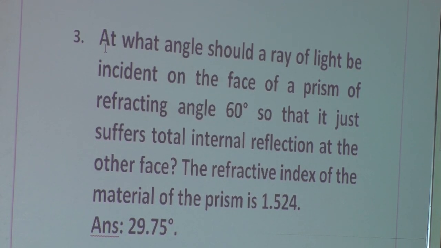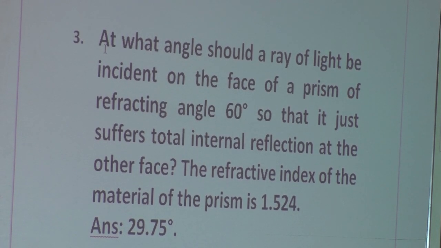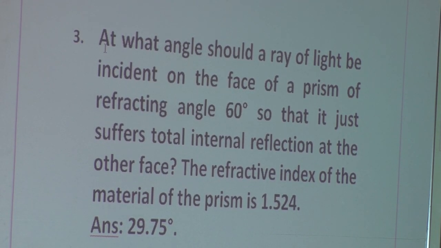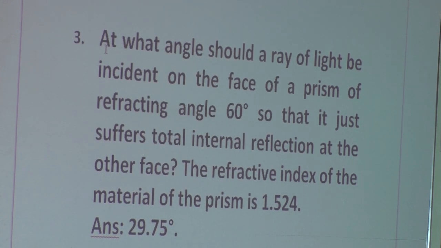In the same way, here it must undergo total internal reflection, not reflection as in a mirror. That means the ray must be incident in such a way that at the second face, the angle of incidence must be the critical angle. But for the first face, it is not incident normally as we did in the previous problem. What angle should be the incident angle in the first face so that it grazes the opposite face, right? It just undergoes total internal reflection. That means it should just start.